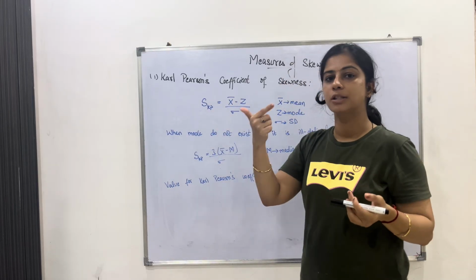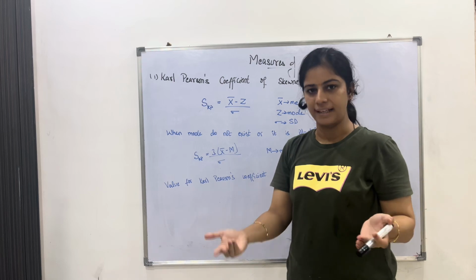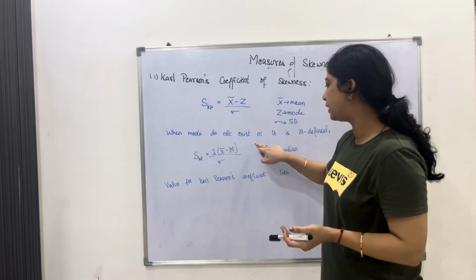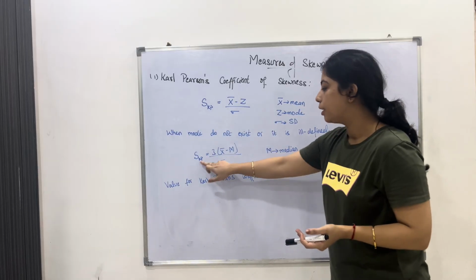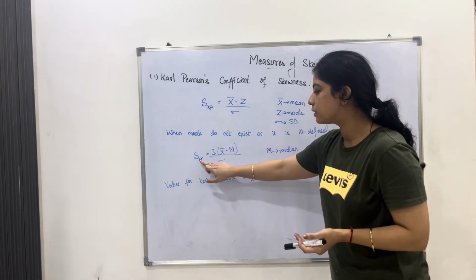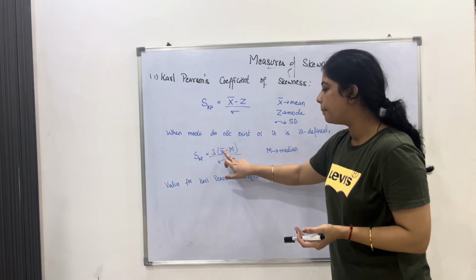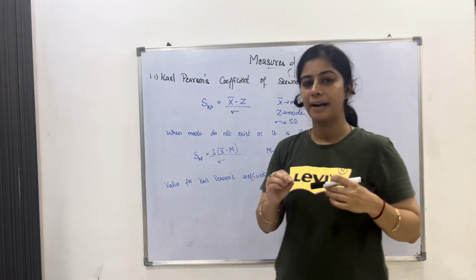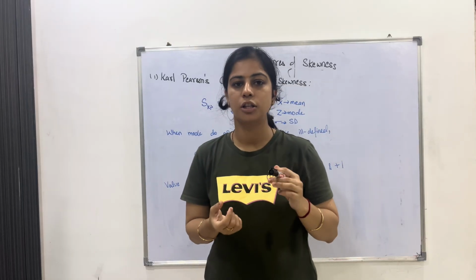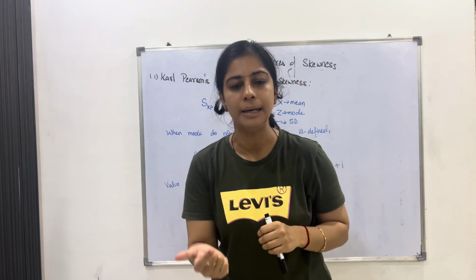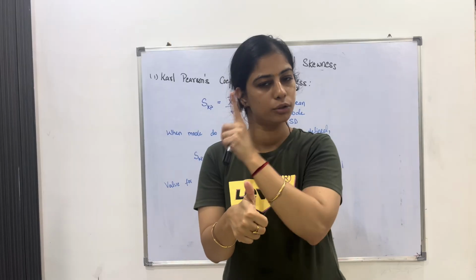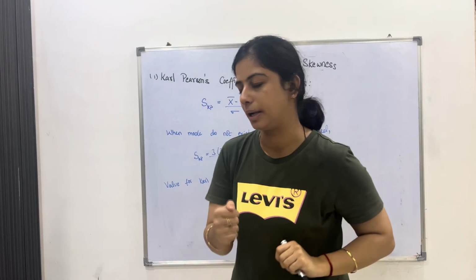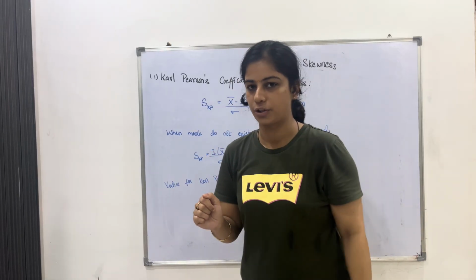But what if mode is not given to you or mode is not defined? In that case, we will be using median. When mode does not exist or it is ill-defined, median comes into the picture. Skewness for Karl Pearson will become 3 times mean minus median divided by standard deviation. Here M is nothing but the median. So depending on what is asked in the question, you're supposed to choose the formula accurately. In case mode is given, you will go with the mode formula. In case mode is not given, we are supposed to take the median formula. That you will see in the set of questions done.